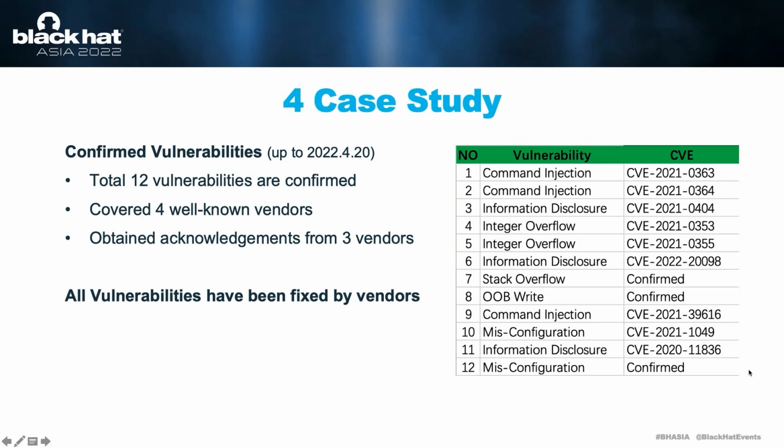And next is the second case. Case 2 is an arbitrary write vulnerability we found in a HAL. With the bypass of access restriction, it can be exploited to make an arbitrary address write and could lead to an escalation of privilege.